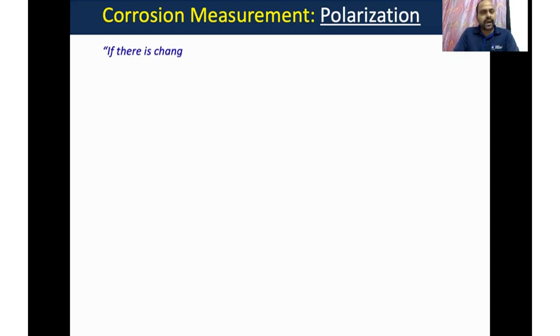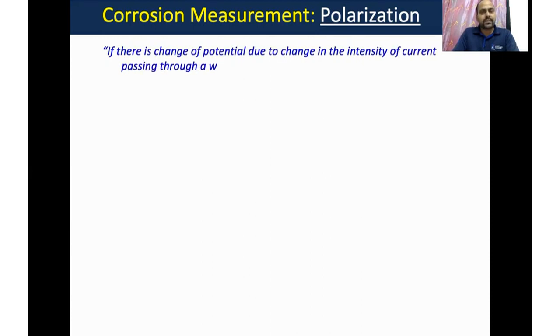So how do we define electrochemical polarization? If there is a change of potential due to a change in the intensity of the applied current passing through a working electrode, it is known as polarization. So based on the polarization, how we can analyze the corrosion, that we are going to learn today.